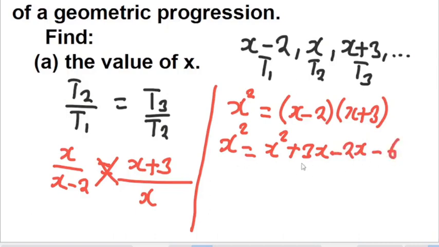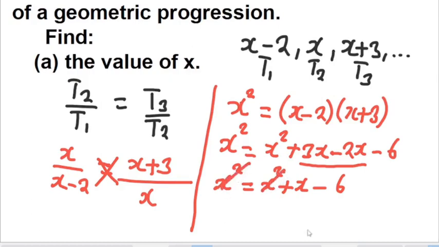So from here we can try to reduce these terms. We're going to have x squared is equal to x squared, then positive 3x minus 2x, which will give us a positive x minus 6. From this stage now, we can try to collect the like terms. When we take this x squared and this other x squared, they are going to cancel. It will be a minus. So this and this will cancel.